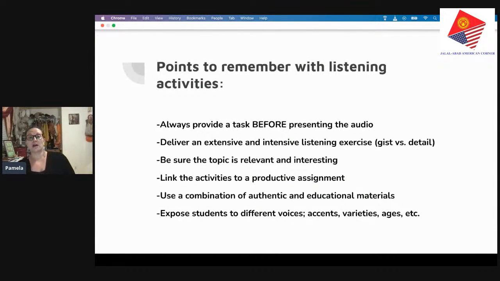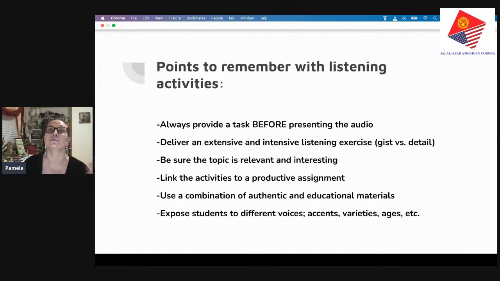It's really important to use a combination of authentic materials and educational materials. So authentic materials, as we discussed a little bit before, are things that are meant for native speakers to consume and enjoy, or to inform them. So think about news, radio, or podcasts, songs, TV shows, movies, anything with sound that's going to be made for people who are native speakers of English. So those are great to use. You can adapt them for any level.